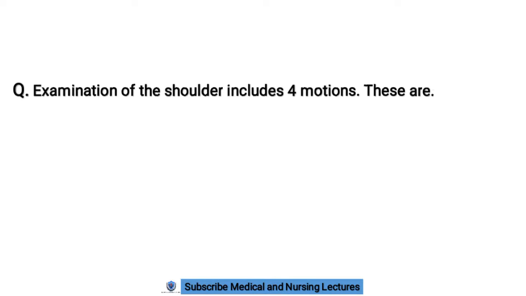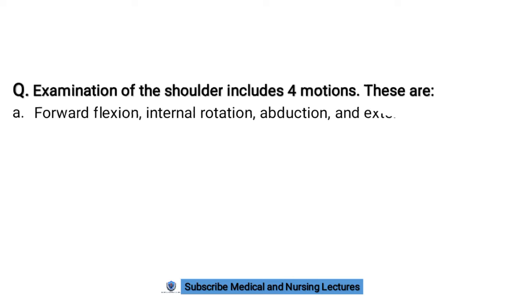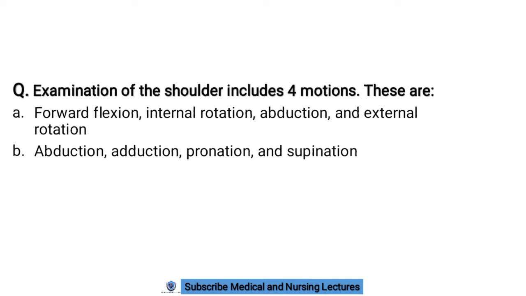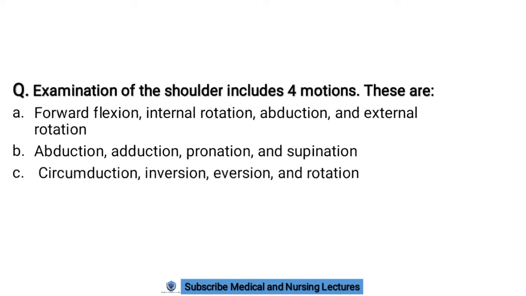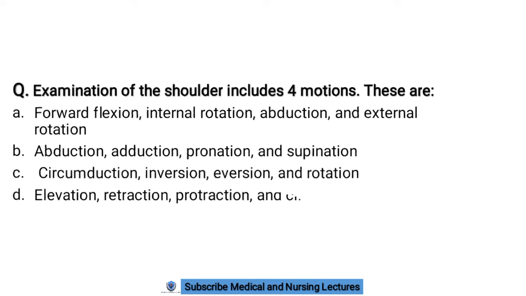Examination of the shoulder includes four motions. These are: option A, forward flexion, internal rotation, abduction and external rotation; option B, abduction, adduction, pronation and supination; option C, circumduction, inversion, eversion and rotation; the last option, elevation, retraction, protraction and circumduction. The correct option is option A.